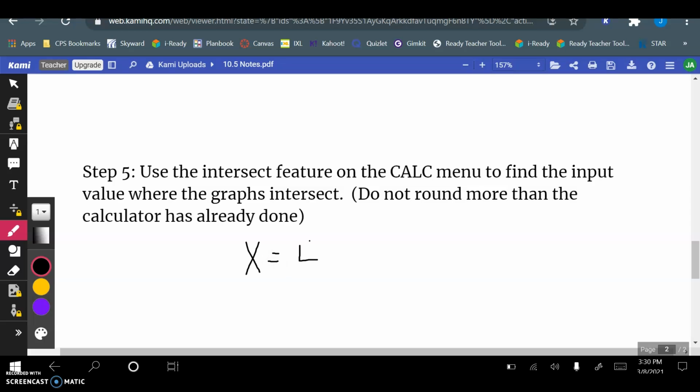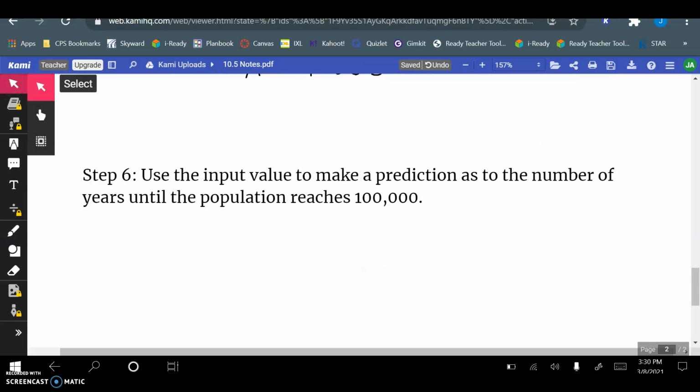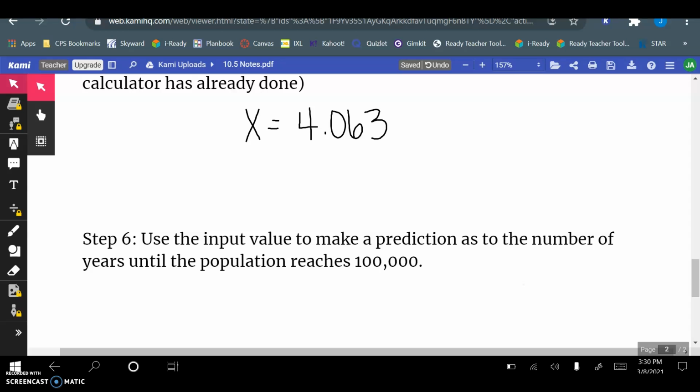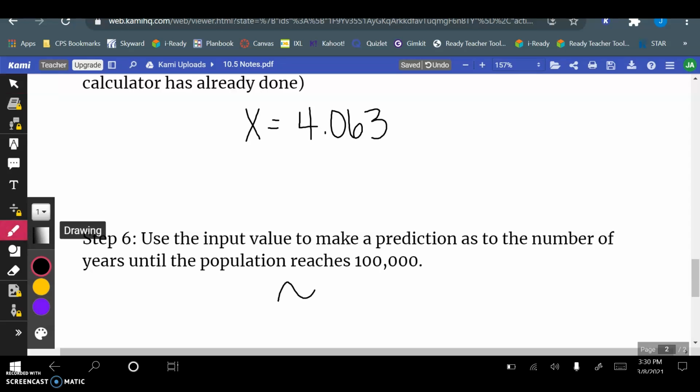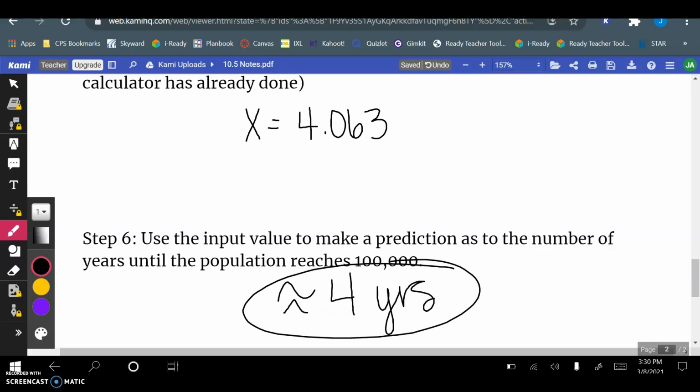So we're going to write that down. X equals 4.063. And then step 6 is to use that input value to make a prediction as to the number of years the population reaches 100,000. So 4.063 is very close to 4 years. So right around 4 years, the population of this town will have increased to 100,000 people.